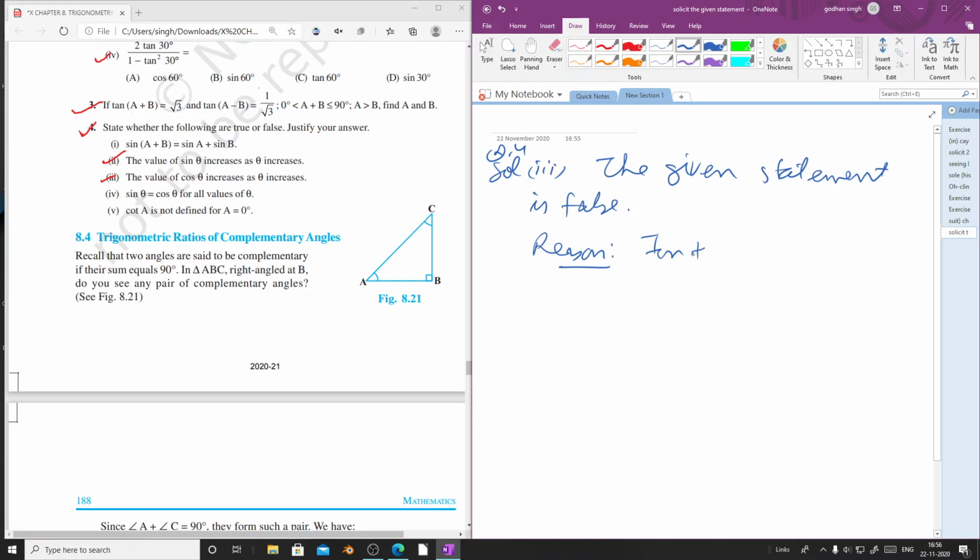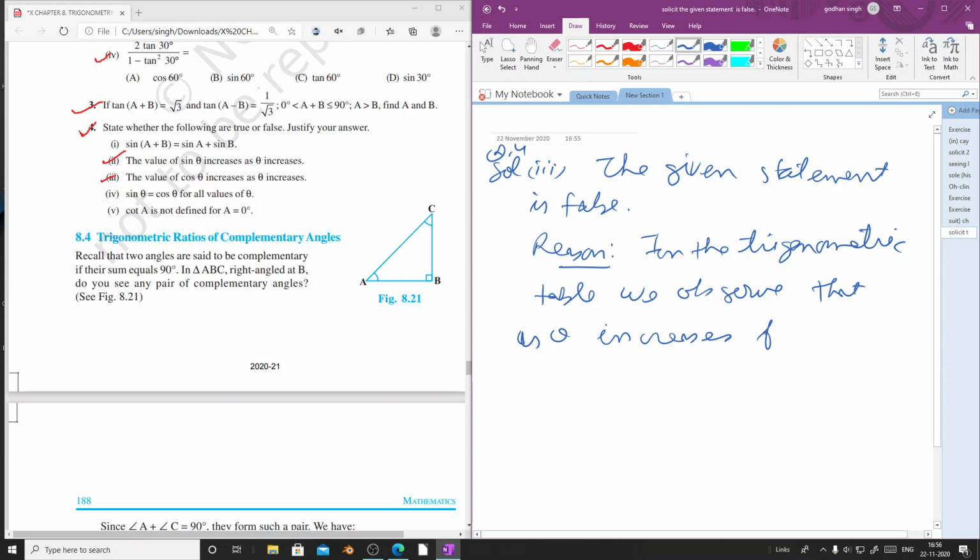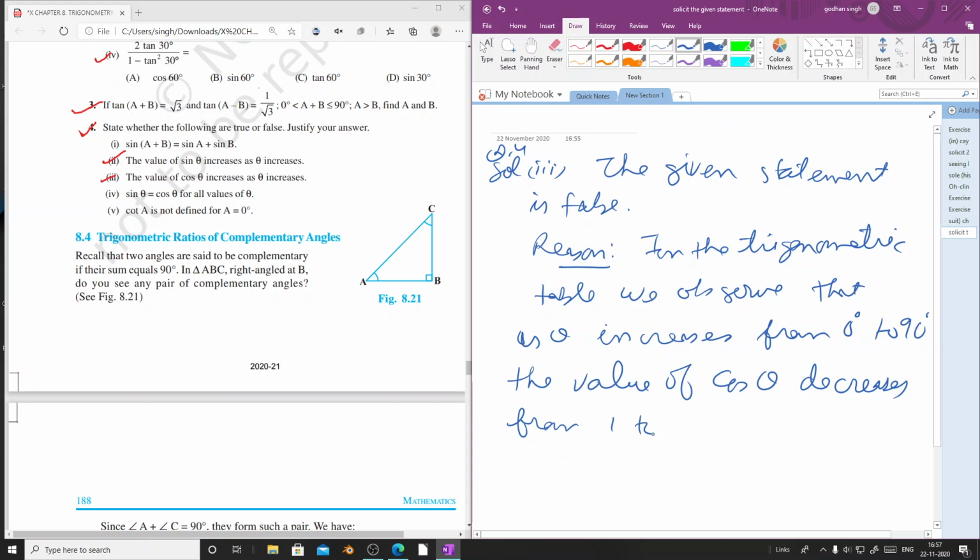In the trigonometric table, we observe that as theta increases from 0 degree to 90 degree, the value of cos theta decreases from 1 to 0, because cos 0 is 1 and cos 90 is 0. So therefore we can say that the given statement is false.